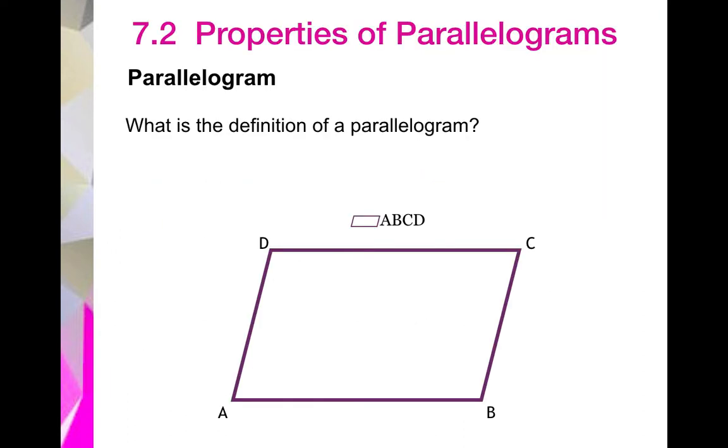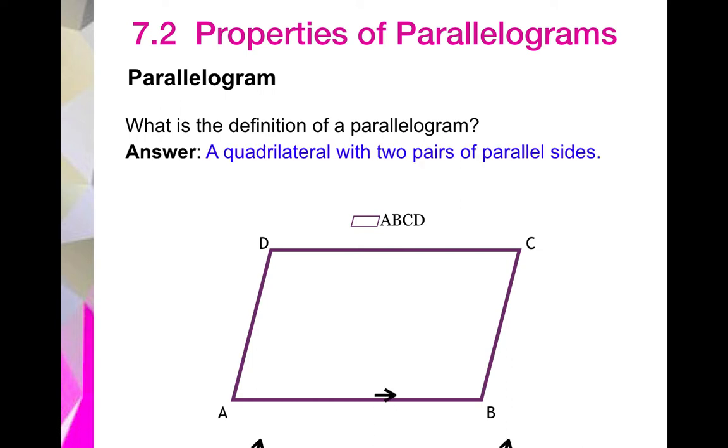So what is the definition of a parallelogram? There's lots of different properties that you can associate with parallelograms, but the definition itself is that it is a quadrilateral, so it's a four-sided figure with two pairs of parallel sides. So once we have this definition, then all kinds of things happen. All kinds of properties about parallelograms happen.